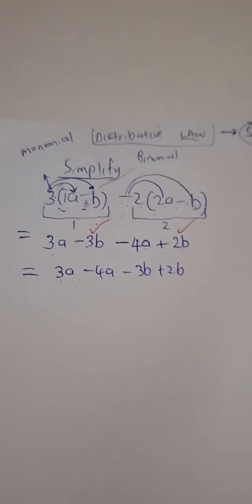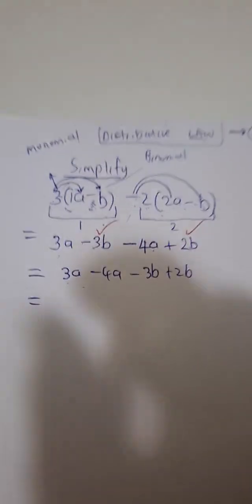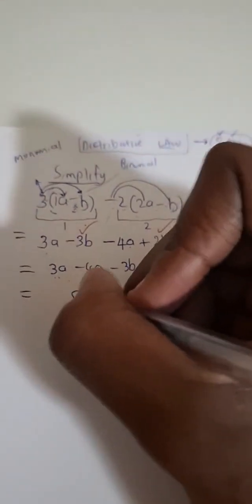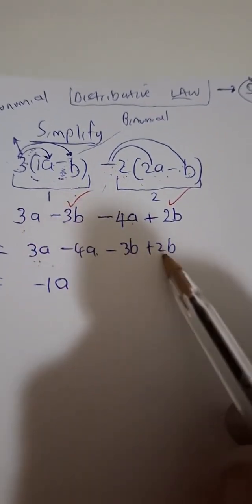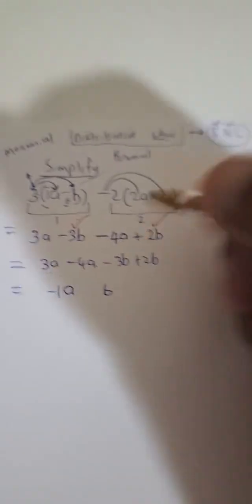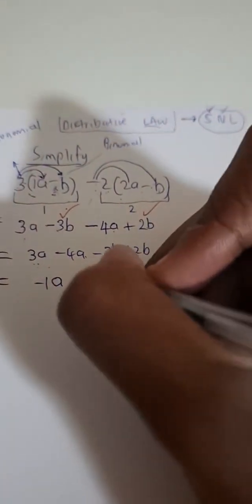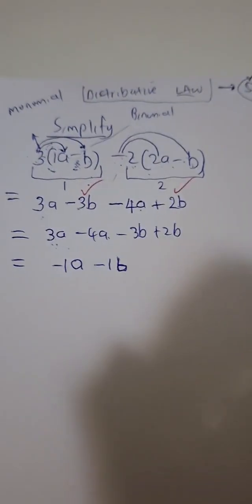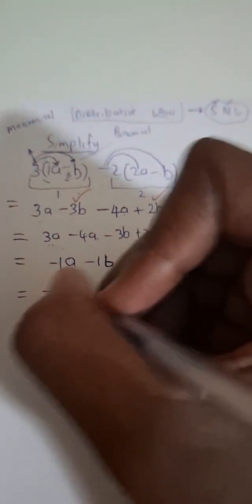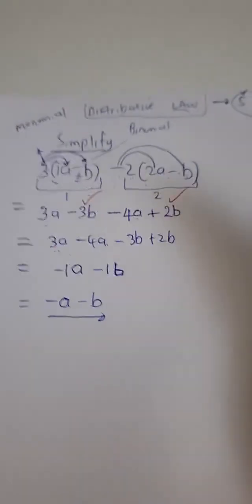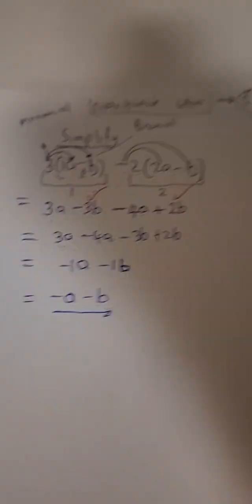Then for the final answer, we add like terms. This is a like term, same uniform. The uniform stays the same. What's 3 minus 4? Negative 1a. Then negative 3b plus 2b. The uniform is b. Negative 3 plus 2, negative 1. So it's negative 1b. So our final answer is like saying negative a, negative b. That is our answer.